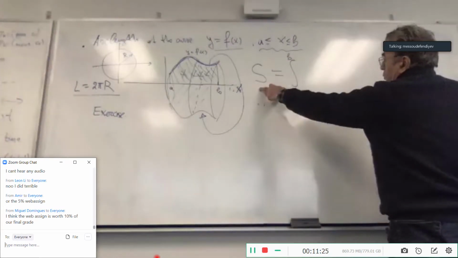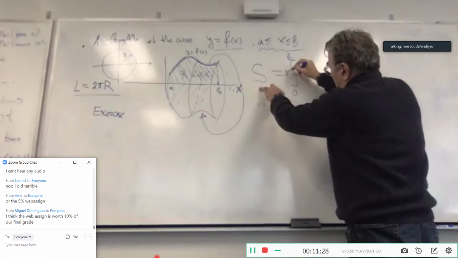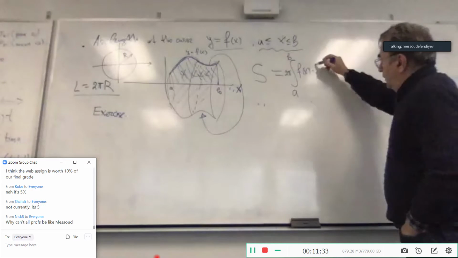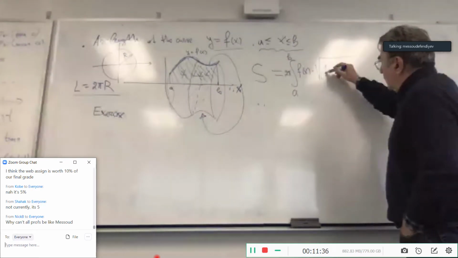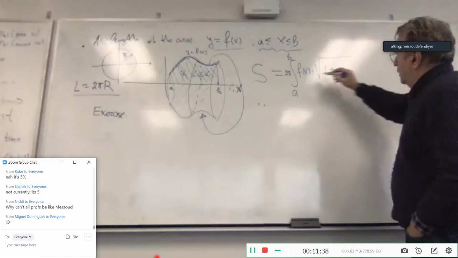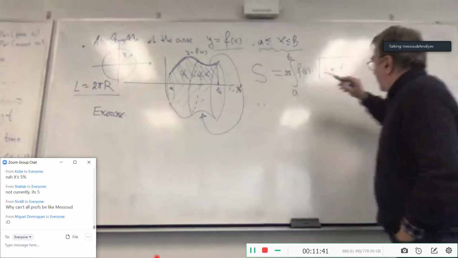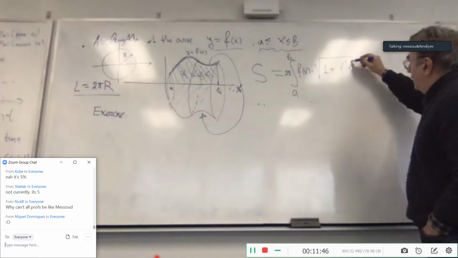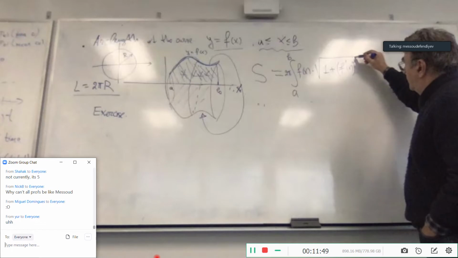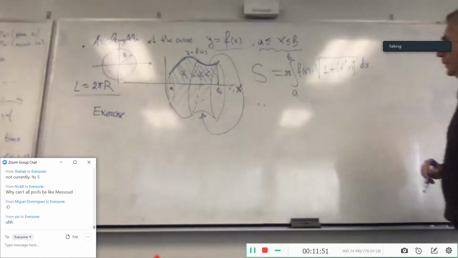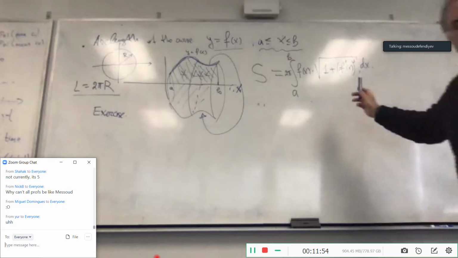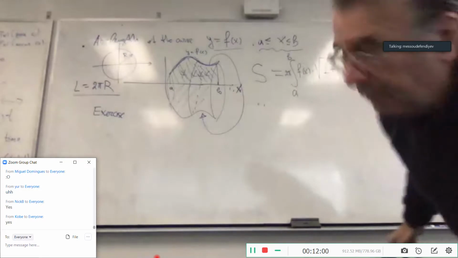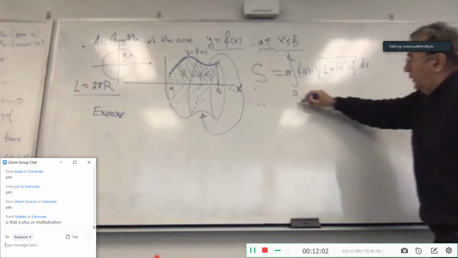The surface of revolution is equal to 2 pi times the integral of f of x times the square root of 1 plus the derivative of this function squared, f prime of x squared. Do you see this part of the blackboard well? Yes, very good. So this is the formula.